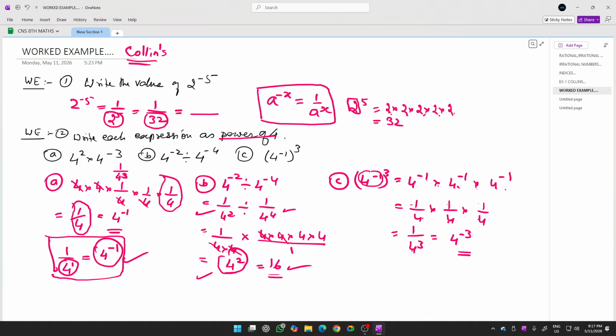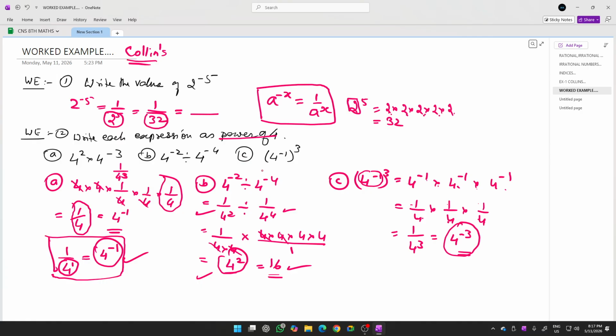So this 4 raised to 3, if I want to bring it to the numerator, I will do that and change the sign of this 3. So it will become 4 raised to minus 3. So the ultimate answer will be 4 raised to minus 3. This was the answer for the C part of the worked example.